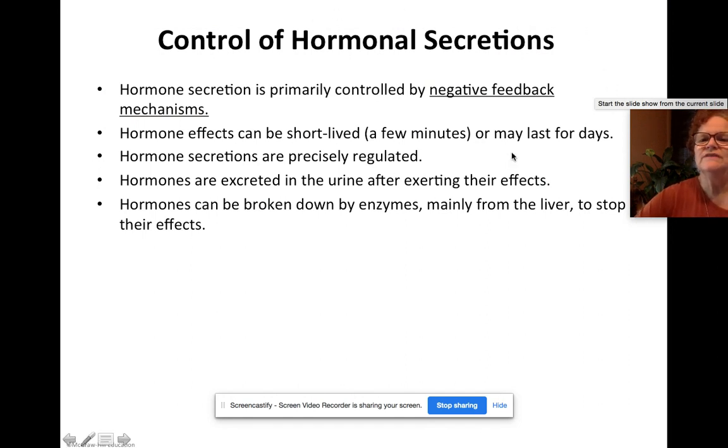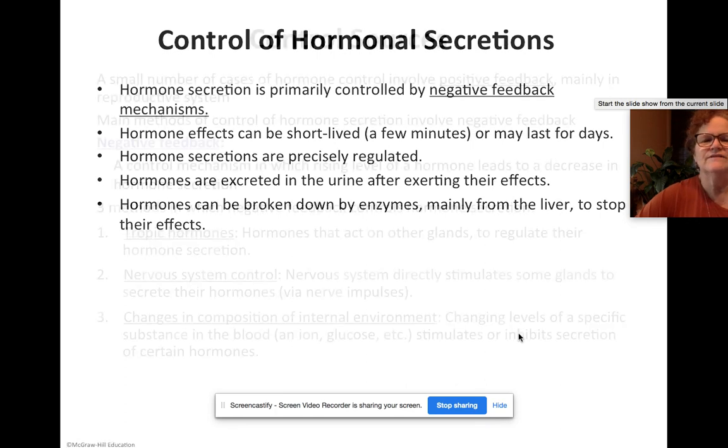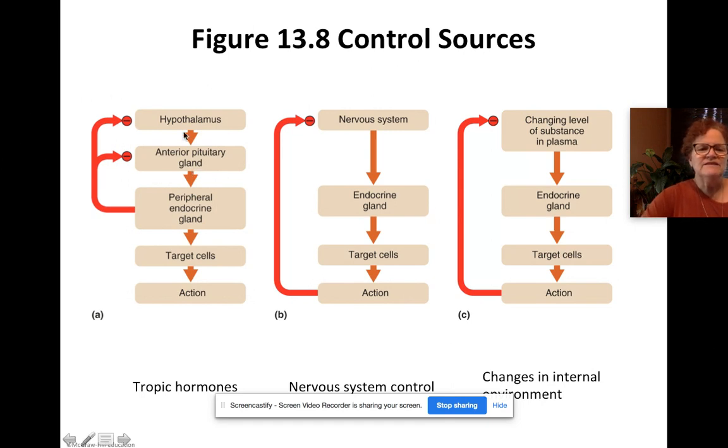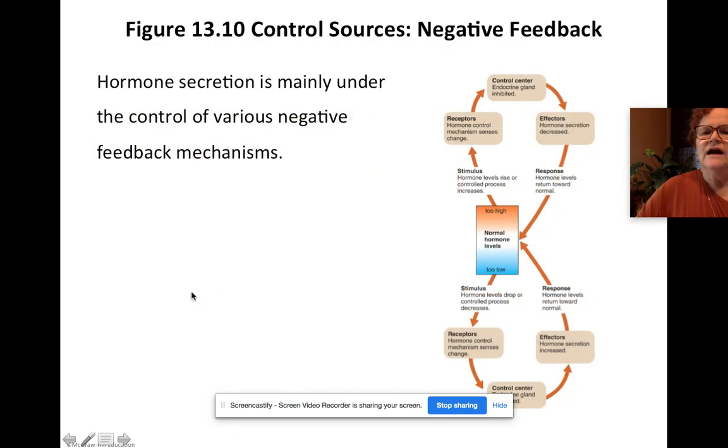Hormones can be short-lived, or they can last for a lot of days. We're going to see that kind of idea over and over. Control systems. This is negative feedback. So we're going to see that same negative feedback loop show up here again. And then tropic hormones are going to operate in this sort of way. Nervous system control happens like this. And then this is how changes in our internal environment happen. So this is how hormones are going to be working. So that's that negative feedback control. Just to remind you, something happens to stop something.